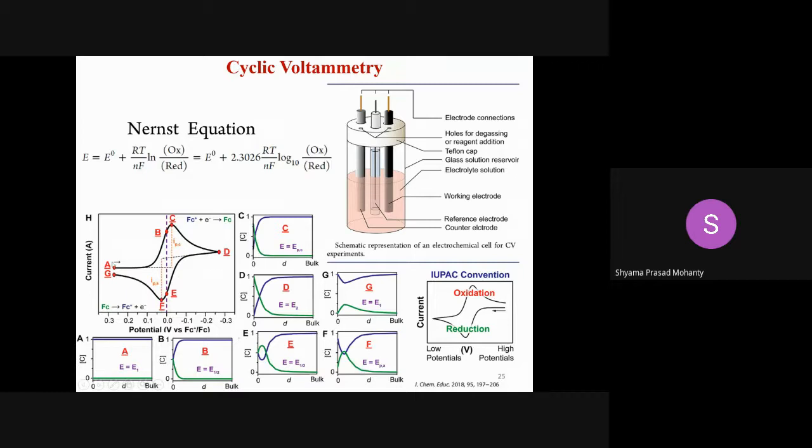Then again you cycle it back, from let's say 0.3 to minus 0.3, then again back to 0.3. That's why it is known as cyclic voltammetry. And as per the IUPAC convention, if you are scanning from higher to low potential, there will be reduction, and if you are going back from low potential to high potential, it is oxidation. So current will be changing accordingly.